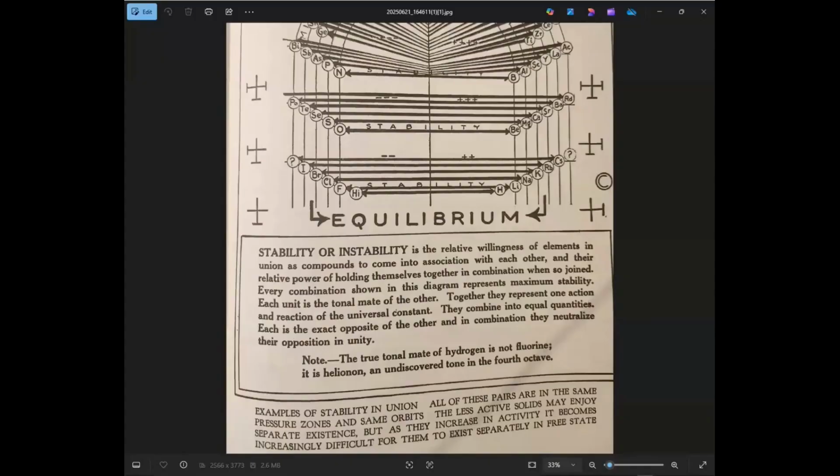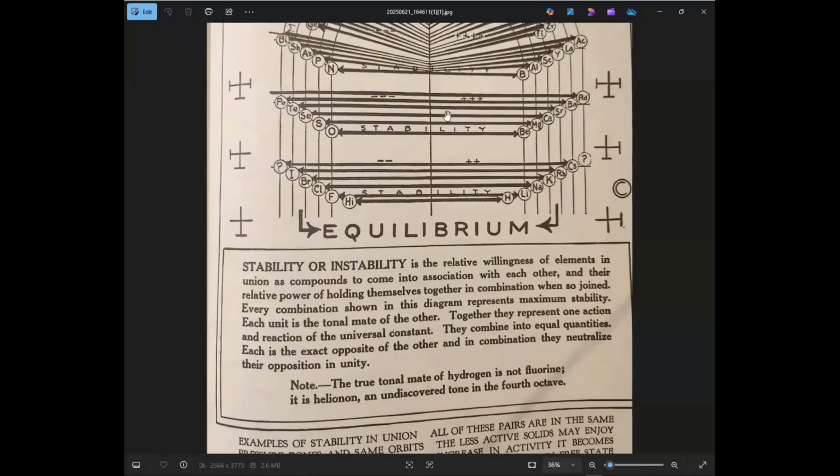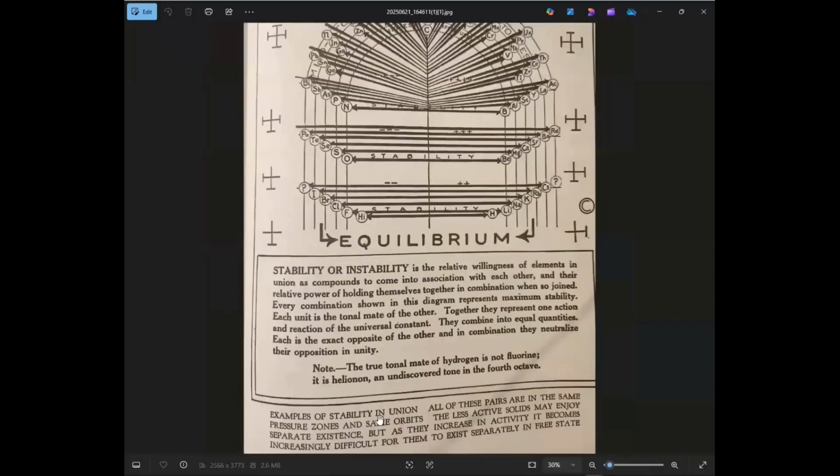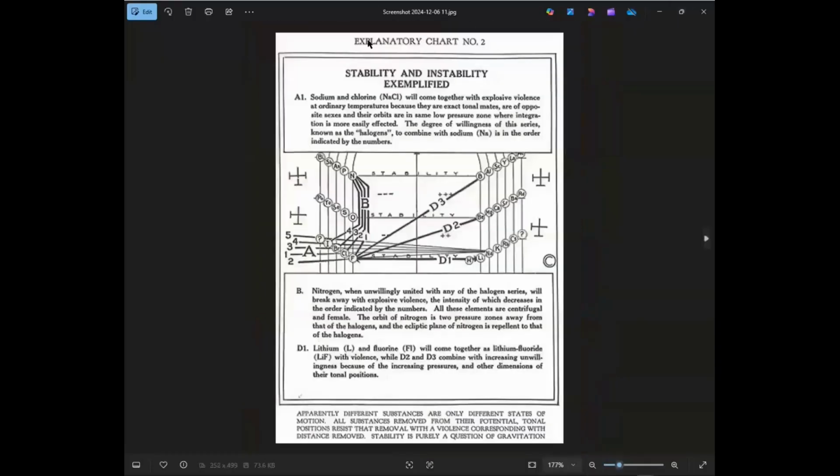Now, that pressure zone is what we're talking about, the pressure zone of +1 and -1. Then the pressure zone of +2, -2. Pressure zone of +3, -3. And finally, a pressure zone of +4, -4. Same pressure zones and same orbits. The less active solids may enjoy separate existence, but as they increase in activity, it becomes increasingly difficult for them to exist separately in free state. We're going to go to explanatory chart number 2.